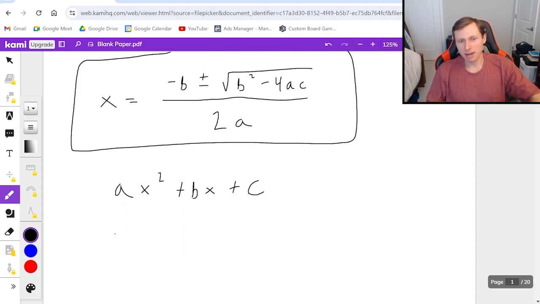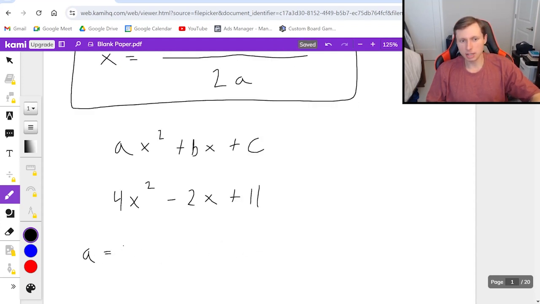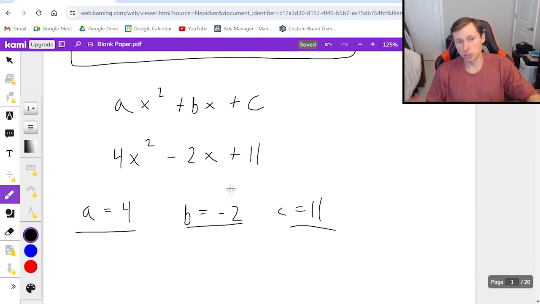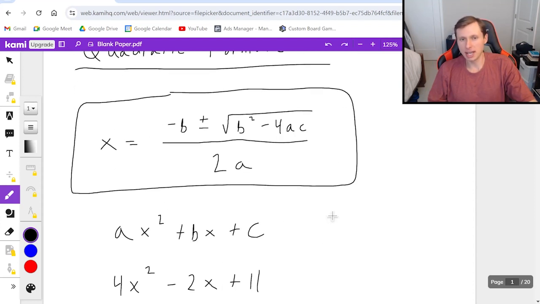So for instance, if I have 4x squared minus 2x plus 11, then that means a is going to be 4, b is going to be negative 2, and c is going to be 11, and then I just plug in these three numbers into the formula above. And by the way, a lot of my students, especially the first time, they'll say a is 4x squared and b is negative 2x. No. Do not include the x's in the quadratic formula. Do not. So that answers the question of what's a, b, and c.